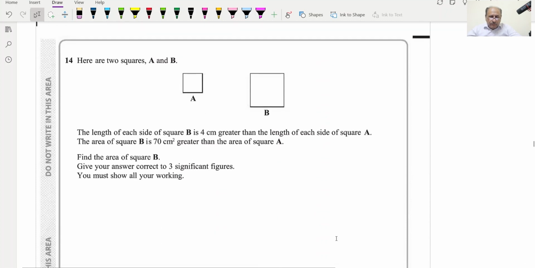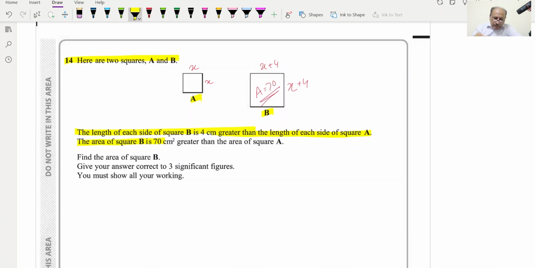Question number 14. Question 14 says here are two squares A and B. The length of each side of square B is 4 greater than the length of the side of A. So we can suppose this one as x and x, and this will be x plus 4, and this side will be x plus 4. Now what next? The area of square B is 70.